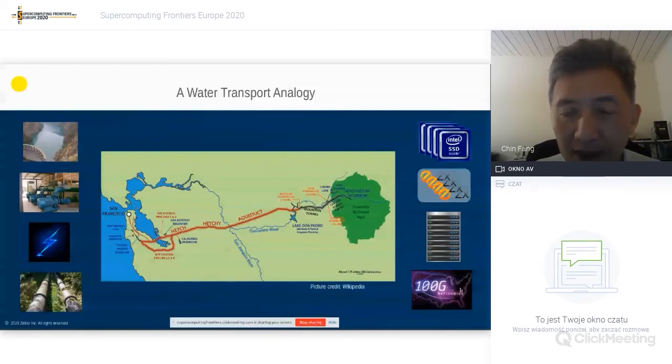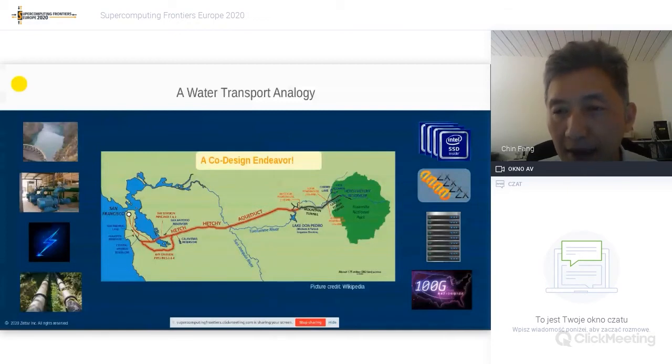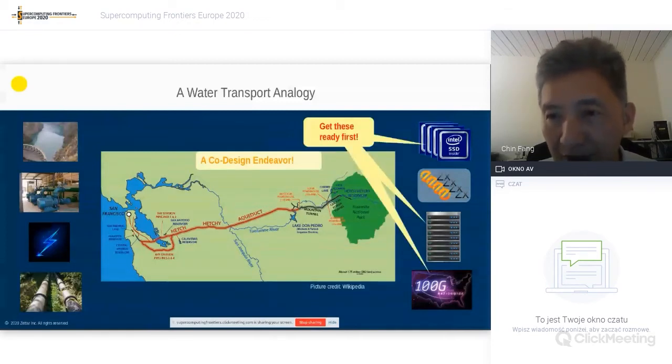What's important to keep in mind is that moving data at speed and scale is neither a network-alone nor a software-alone endeavor. It's actually an infrastructure endeavor. So you need to get your storage ready first, your computing ready first, and your network checked out and qualified first, before you start thinking about the software.